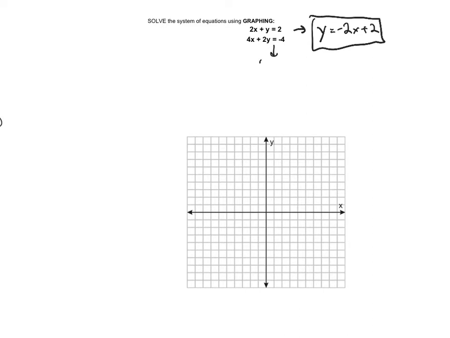Let's subtract 4x from both sides. So you get 2y equals negative 4x minus 4, because it's subtracted from both sides. Then I'm going to divide by 2, divide by 2, divide by 2. So then I'm going to get y equals negative 2x minus 2.